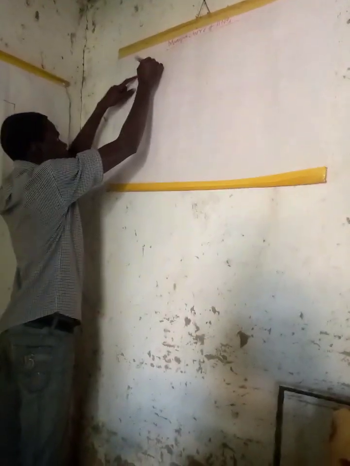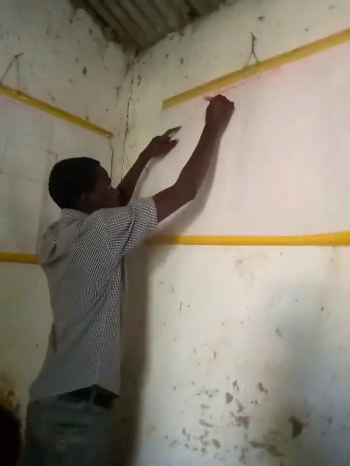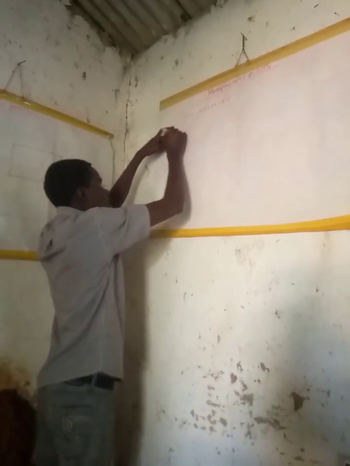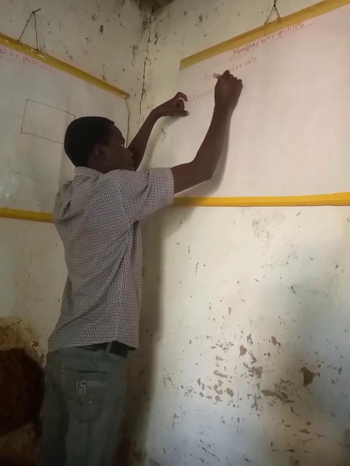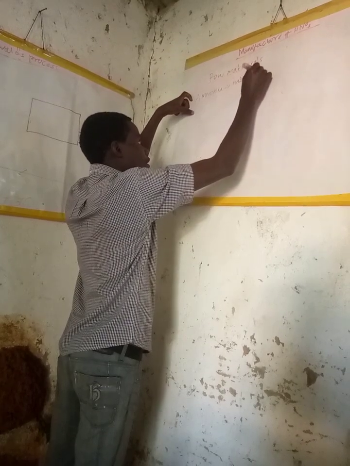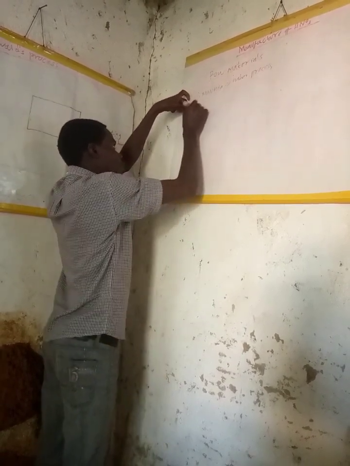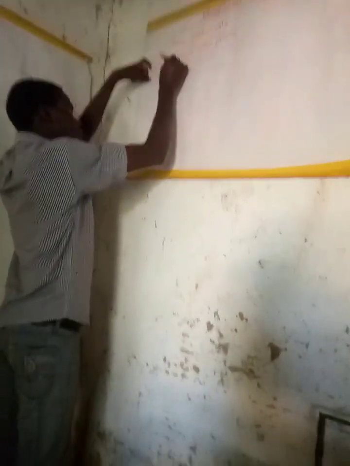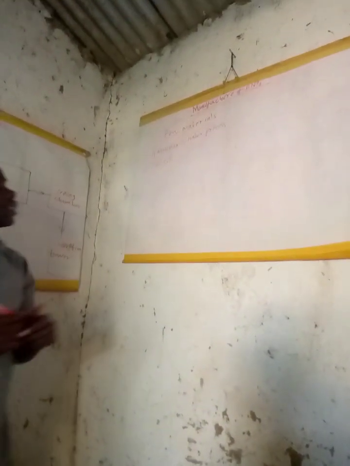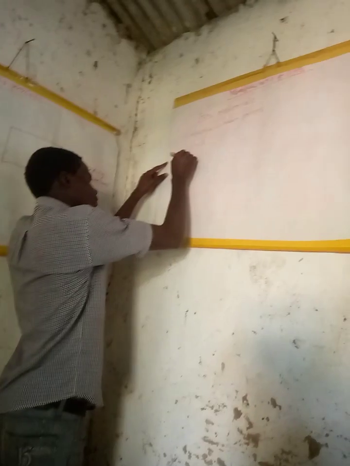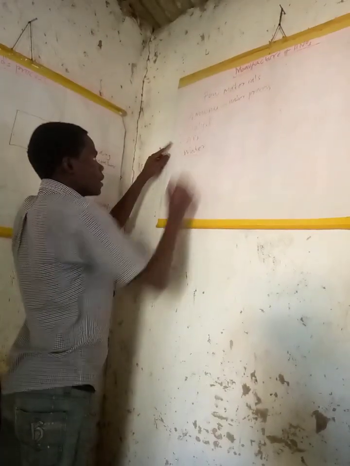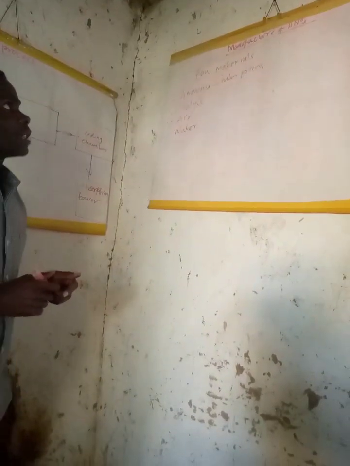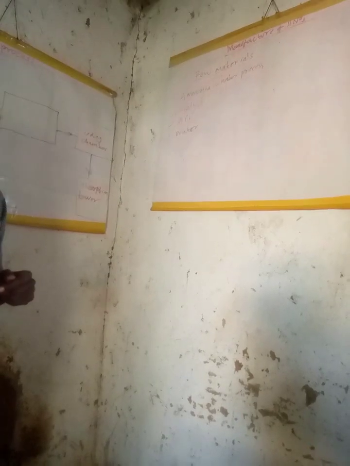Let's talk about the raw materials. We have ammonia, which is from the Haber process. Then we have the catalyst, and then we have air and water. These are the raw materials needed in the preparation of nitric acid by Ostwald's process.